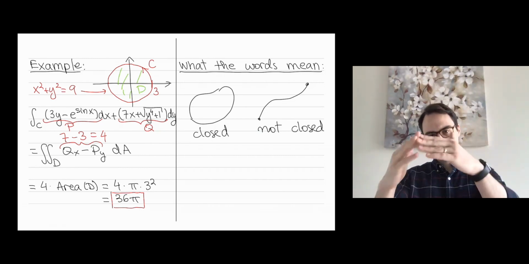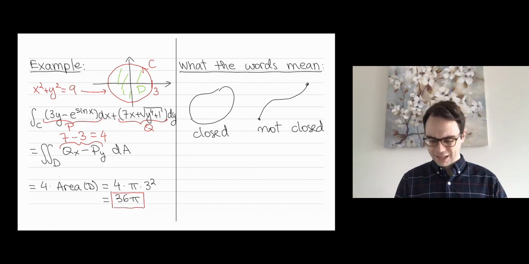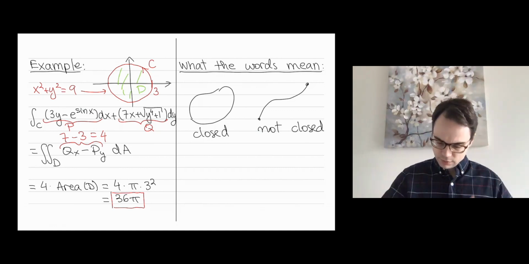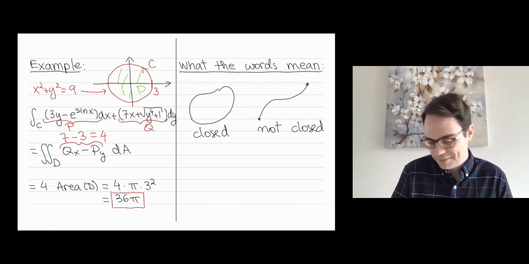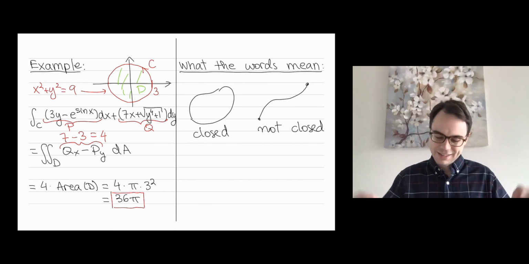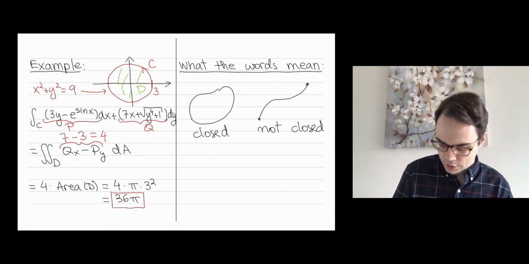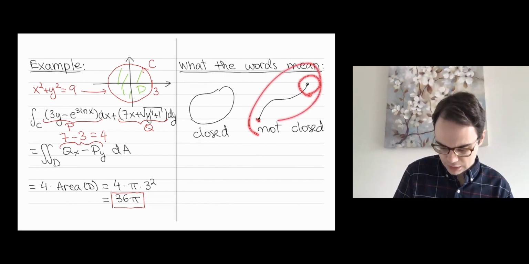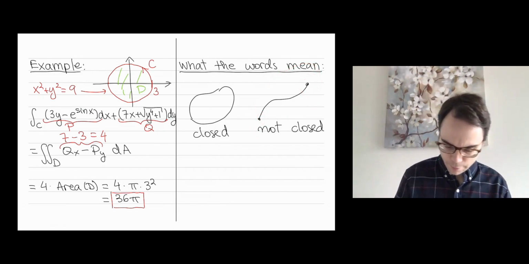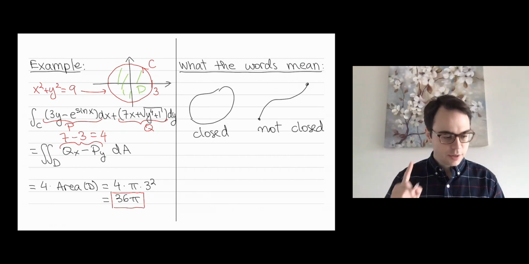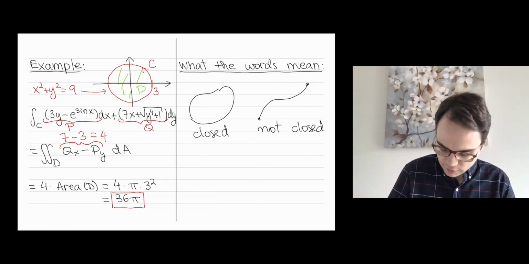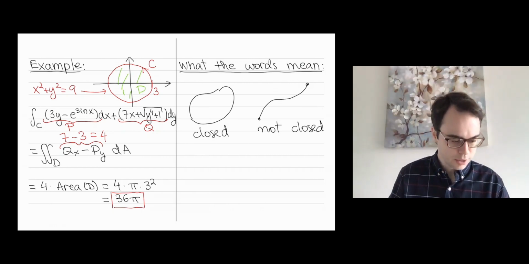It's something like a circle rather than a line segment. A curve that's not closed will have endpoints. Otherwise, it's called closed. Okay, and the other thing in the theorem is the notion of positive orientation.